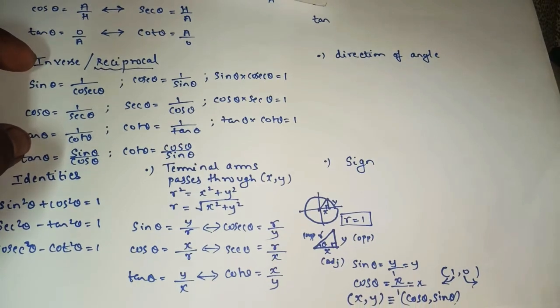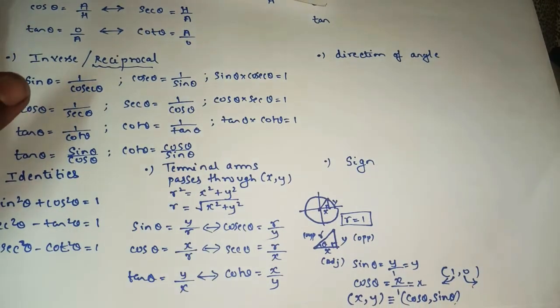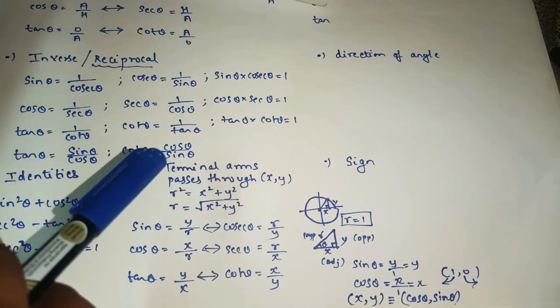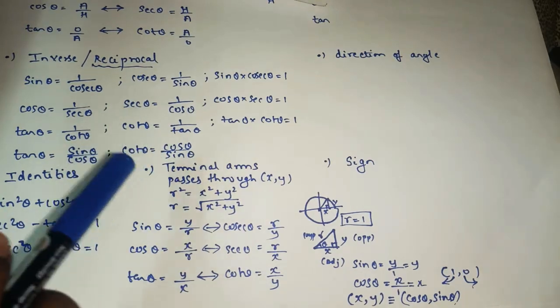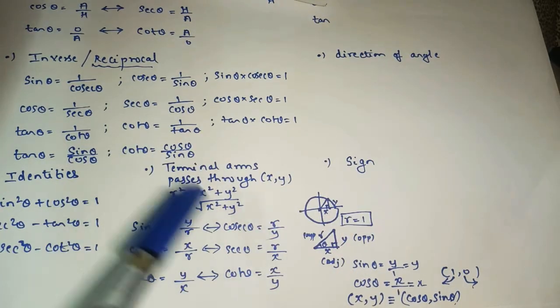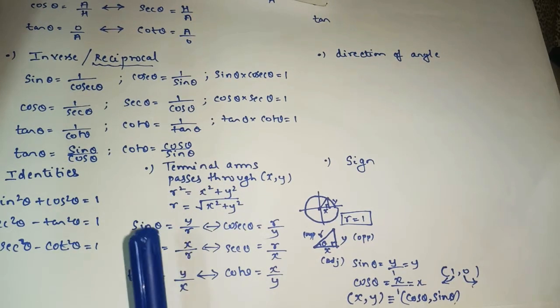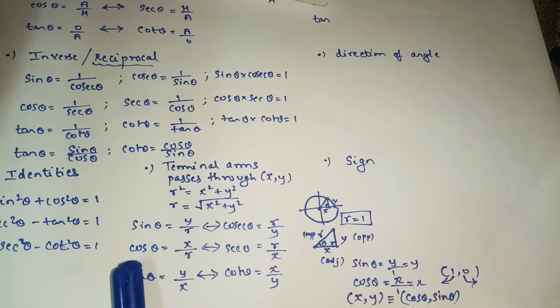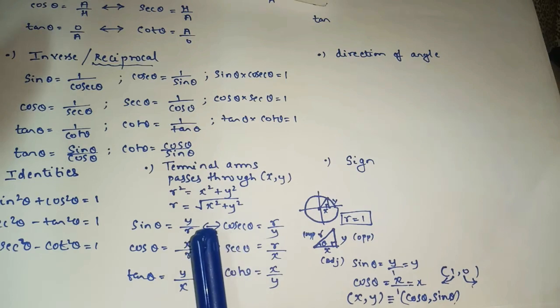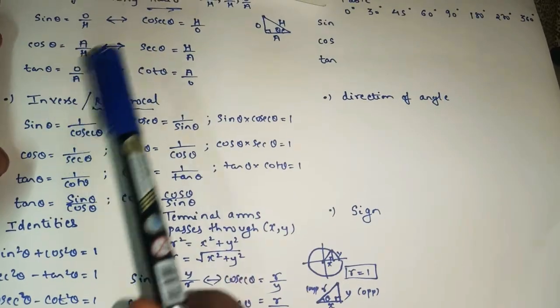This formula is known as the terminal arm passes through X comma Y coordinate. So whenever in a question it says that a terminal arm passes through X comma Y, you have to apply this concept. To find R, the formula is square root of X square plus Y square. To find sine, Y upon R. To find cos, X upon R. To find tan, it is Y upon X. As there is a reciprocal connection between sine and cosec, cos and sec, and tan and cot, this formula we got with the help of trigonometric ratio.